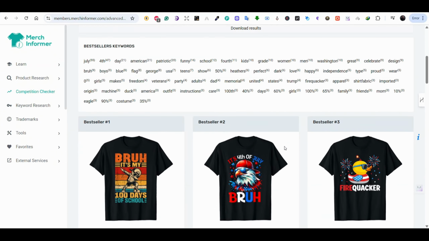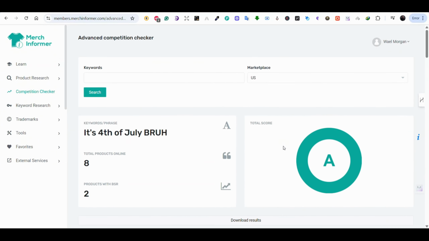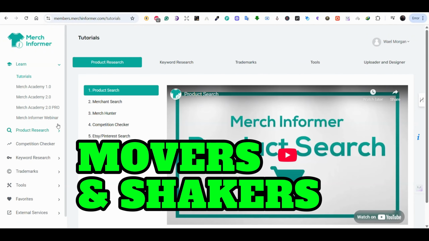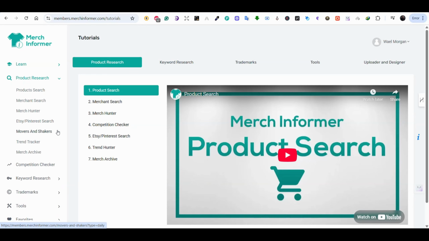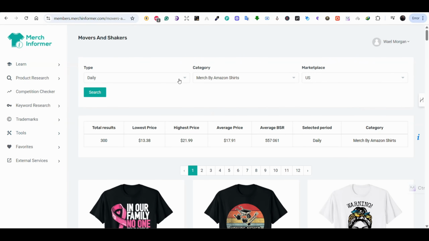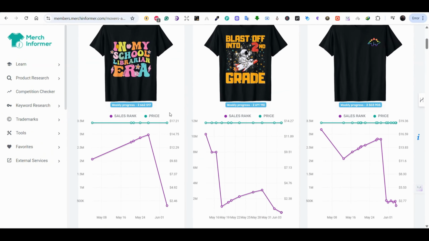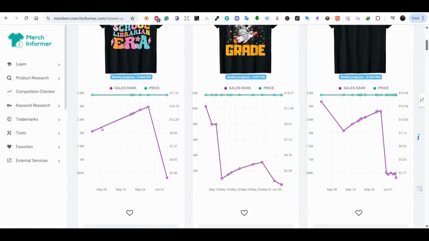Now let's move to the second feature on Merch Informer, which is the movers and shakers found under the product search. This movers and shakers page provides us with all the designs that have recent jumps in sales. We can sort them by daily, weekly, or monthly. I always like to sort these designs by weekly, and this will give us all the designs that have jumps in sales recently. So the sales rank, the lower the better.